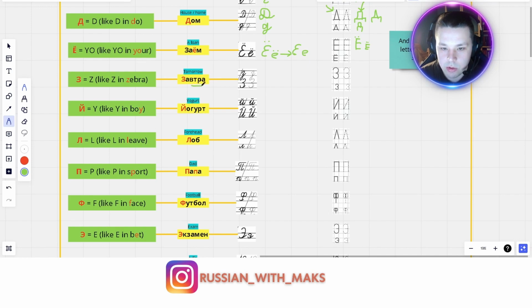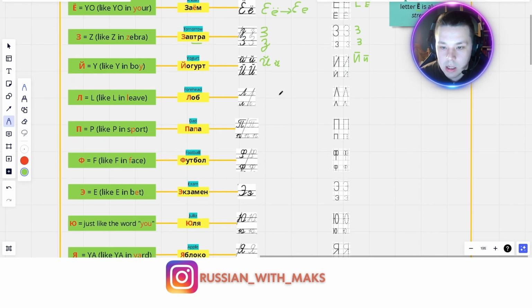Letter Z as in завтра, завтра. Pay attention to that fact that read all the letters. Завтра, завтра. The uppercase and the lowercase. The uppercase is just letter 3, which is number 3. And the print is also just a number 3. Now, Y, yogurt, yogurt. The uppercase. And the lowercase is basically the same, just like the letter E with the little thing above. And the print, super easy to follow and to remember.